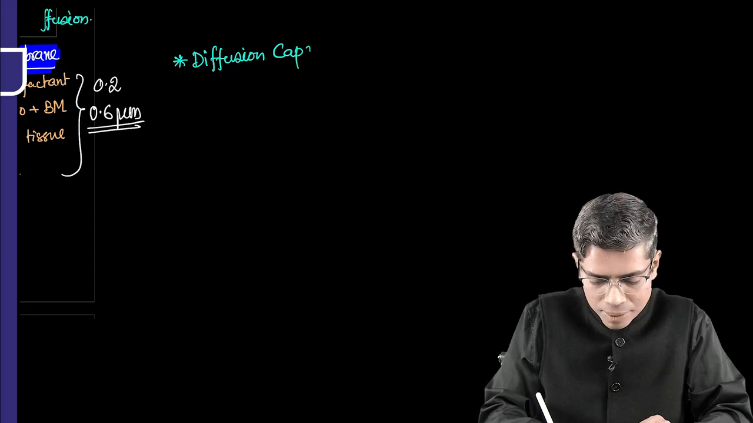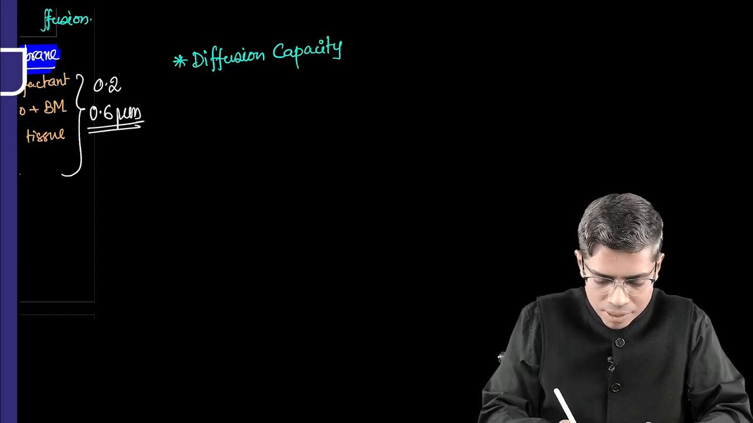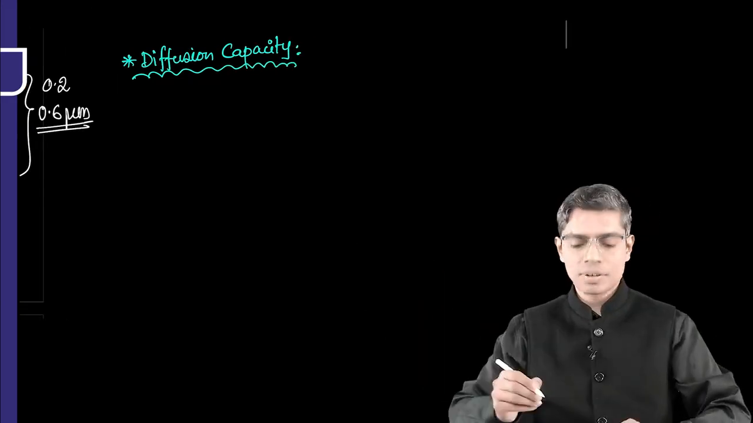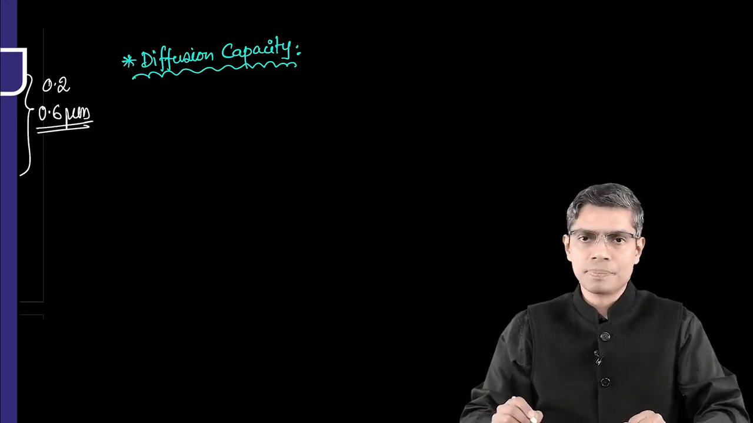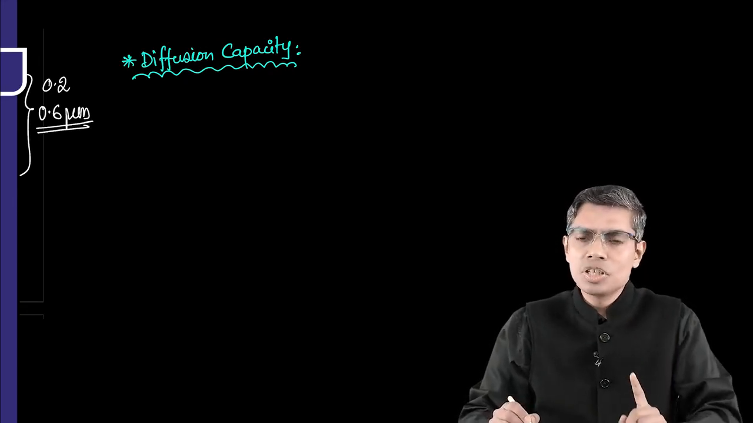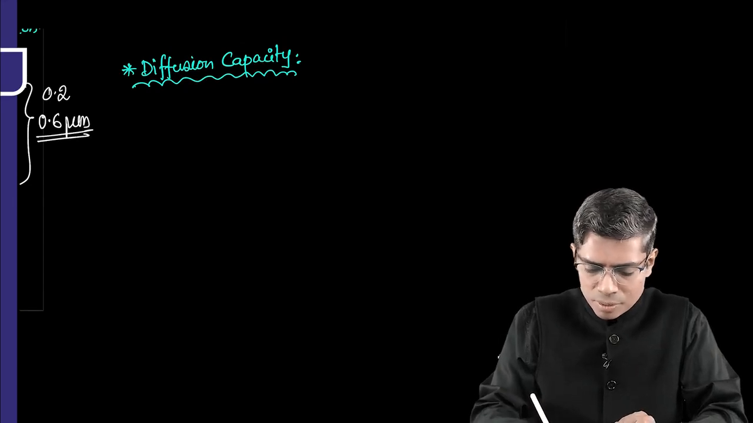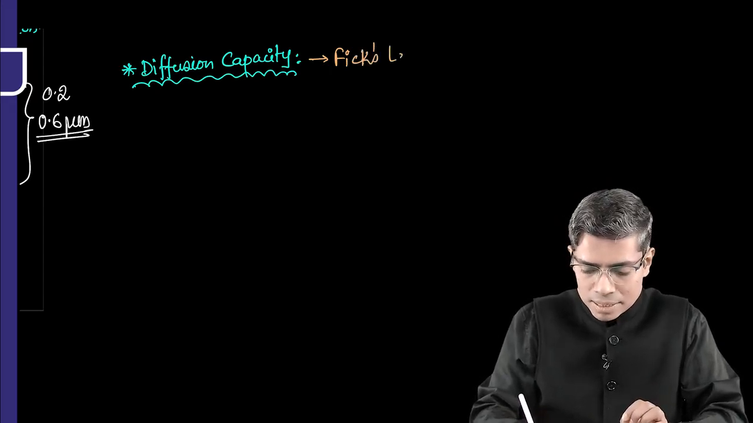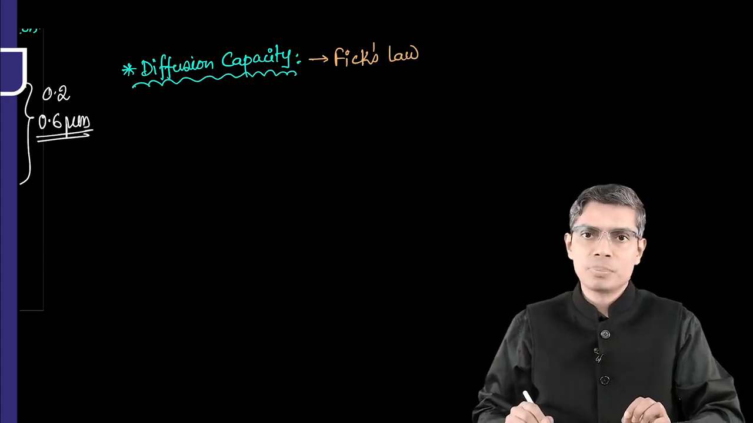Diffusion capacity of the lung. So what is the process by which diffusion of gases occurs at the level of the lung? Simple diffusion. And simple diffusion follows which law? All of you remember from general physiology that the simple diffusion rate is calculated by this law, known as Fick's law of simple diffusion.